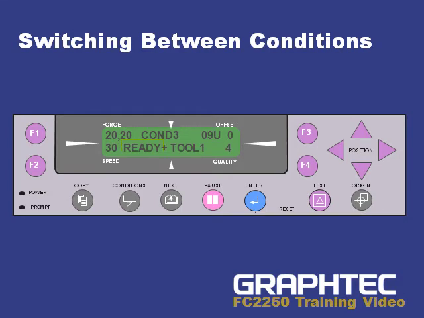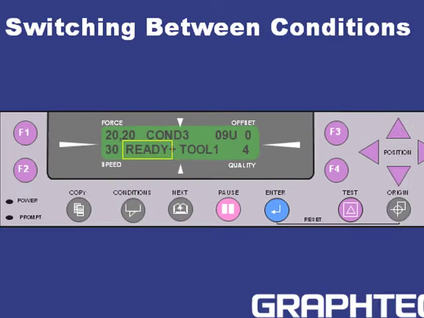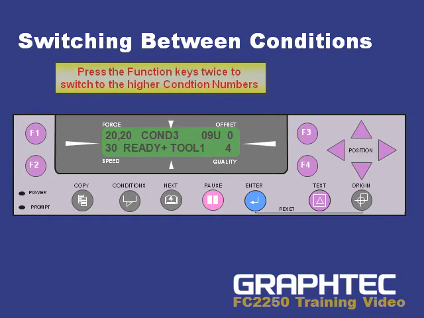The first thing you have to look for is the status. Is it in ready? If it's not in ready, then you won't be able to switch between the conditions. Next thing you want to do is use your function keys to actually choose which condition there is. Now, I said there was 8 conditions, but yet there's only 4 function keys. How does this work? Well, by pressing the same function key repeatedly. This will toggle between the lower condition number and then the higher condition number.